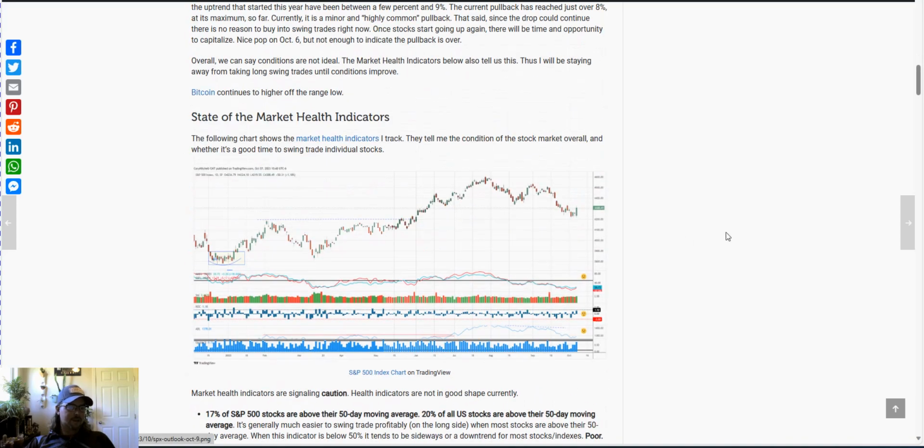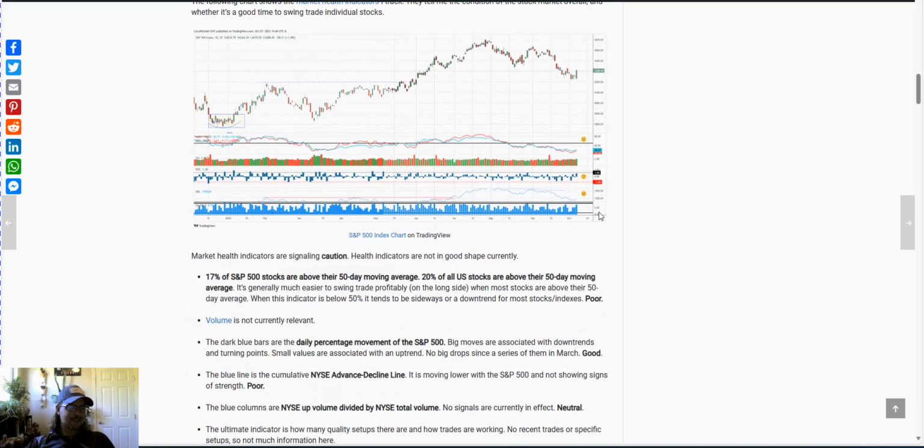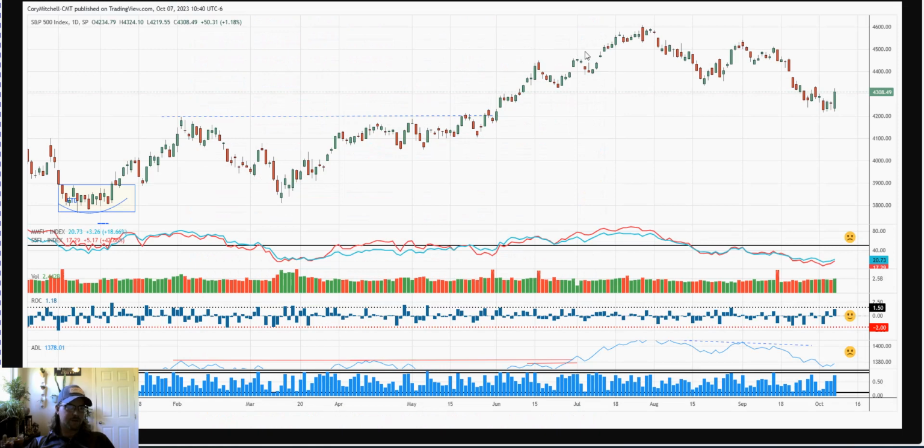And let's look at the health indicators. So this is the S&P 500 on the chart, and I have some indicators along the bottom. This is how many stocks are above their 50-day moving average. So the red is the percentage of S&P 500 stocks above their 50-day moving average, and the more turquoise bluish line is all US stocks. What percent of those are above their 50-day moving average?